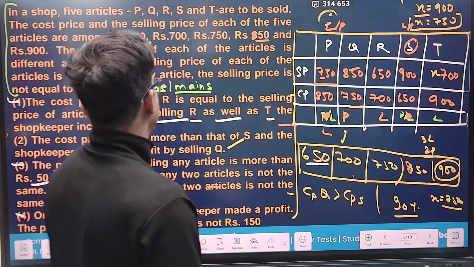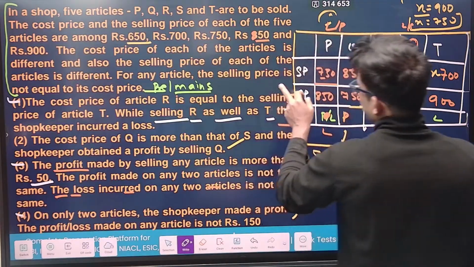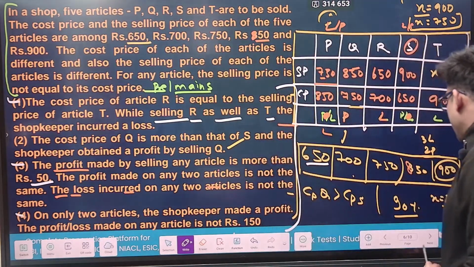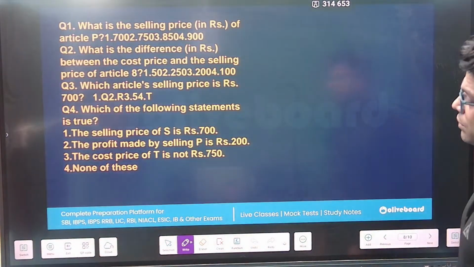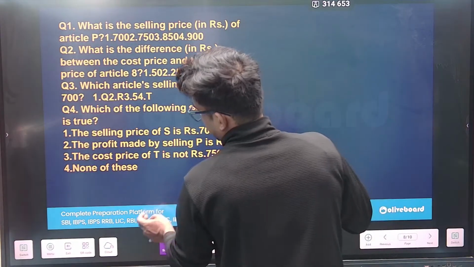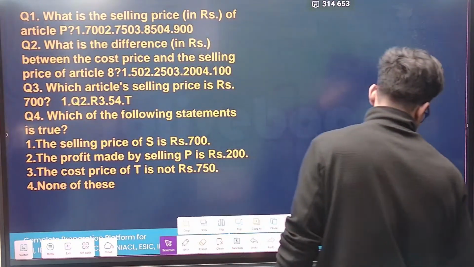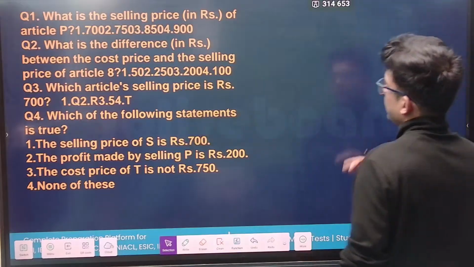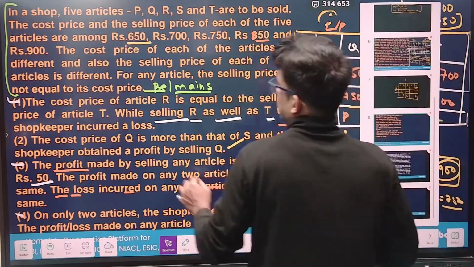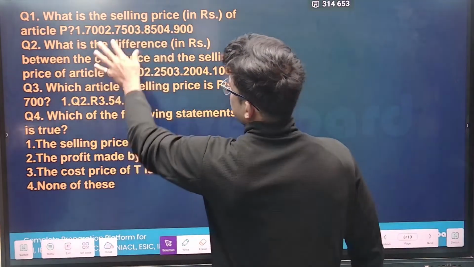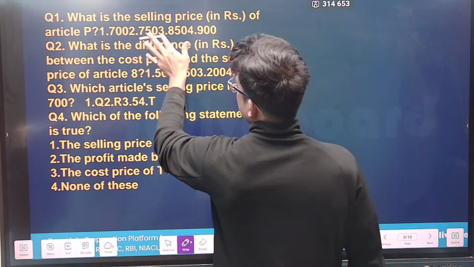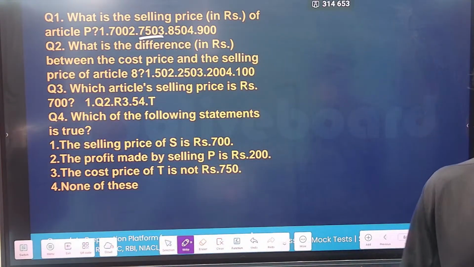You just need to restrict these values. Again, I am saying you need to restrict these values, everyone. If you restrict these values, you can solve this question, and out of it you can solve 5 questions. First question: what is the selling price of article P? You can see from here, the selling price of article P is 750. You can mention it here. If you can develop any other approach by taking any other value, you can try it on your own. I don't have any issue.